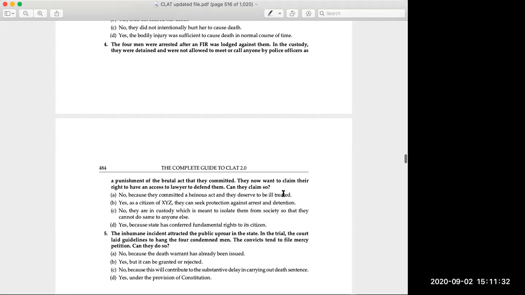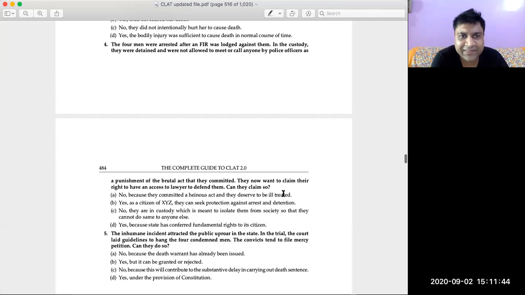No, sir, I think the answer will be B. Yes, as a citizen of XYZ, they can seek protection against arrest and detention. D is also an answer, but B is more specific about it. Yeah, because it has given an entire section number and this and that, and they have given the answer very clearly because you can match it then to the particular passage, right?